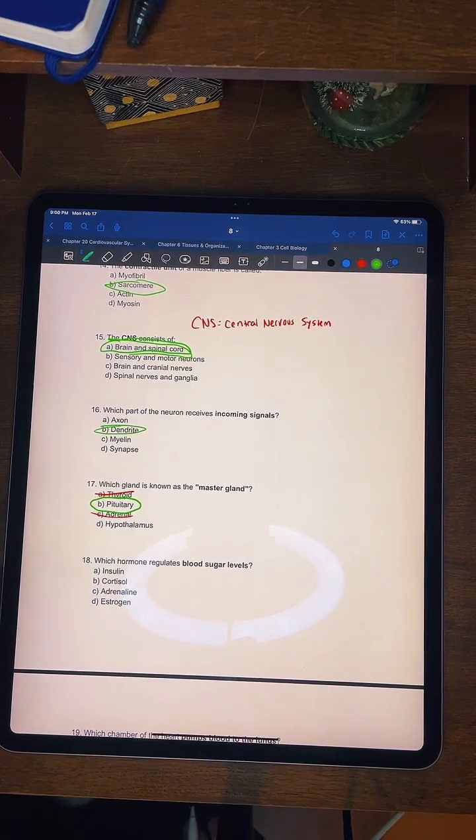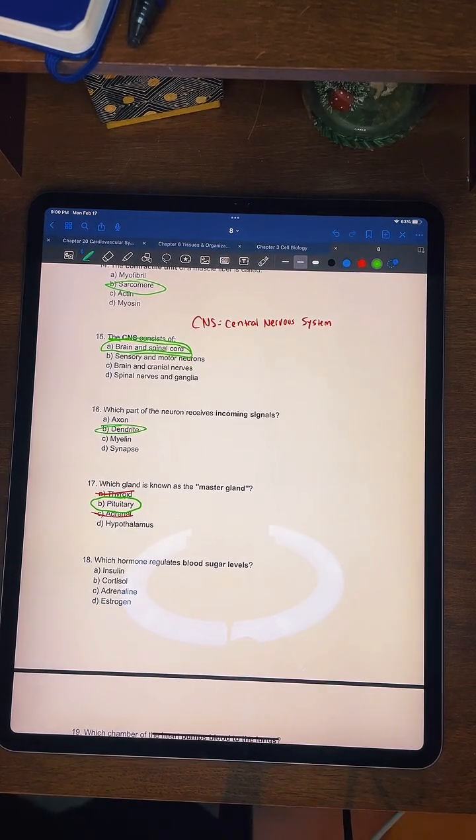Which hormone regulates blood sugar levels? Yes, hypothalamus does help release it.